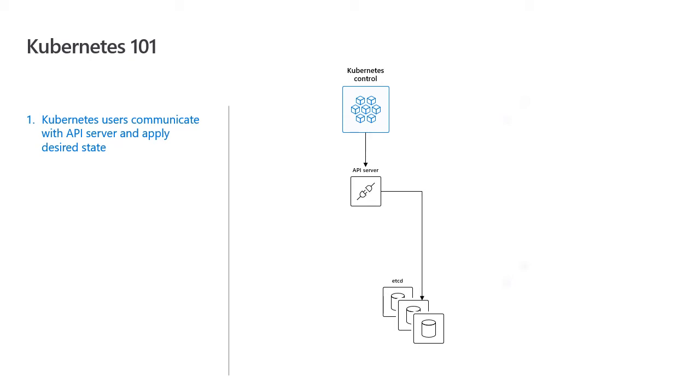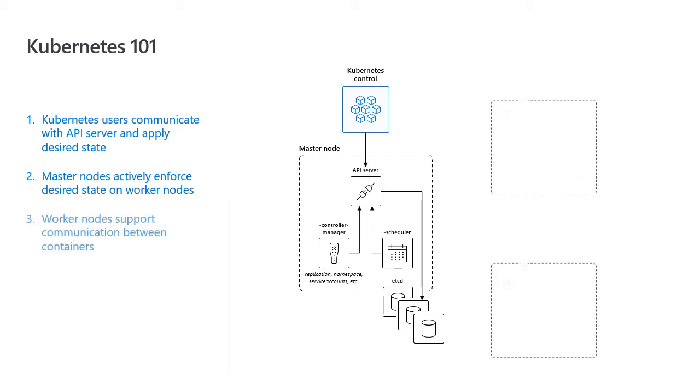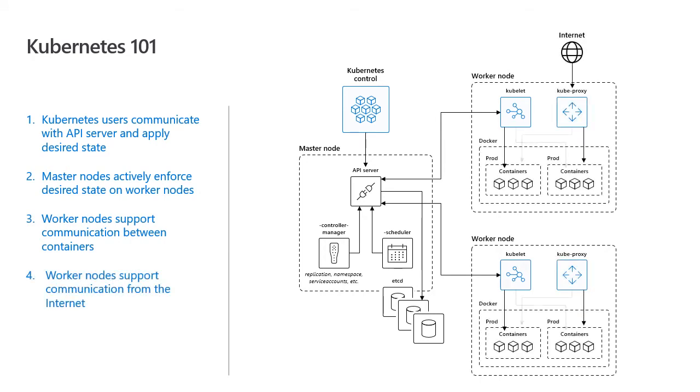So in an open source Kubernetes environment, users communicate with the API server and apply a desired state. There is also something called the master node. You don't create this, by the way. It's already part of the Kubernetes orchestration environment. They actively enforce the desired states on something called the worker nodes. This is where you come in and deploy your applications in the form of containers.